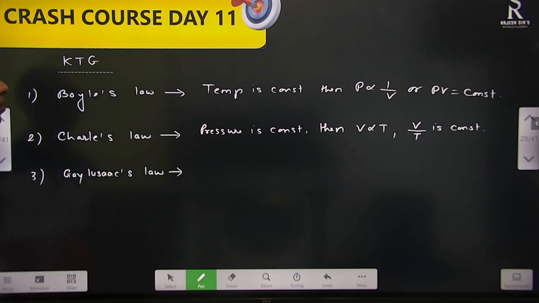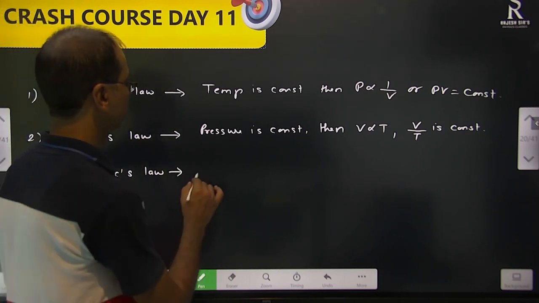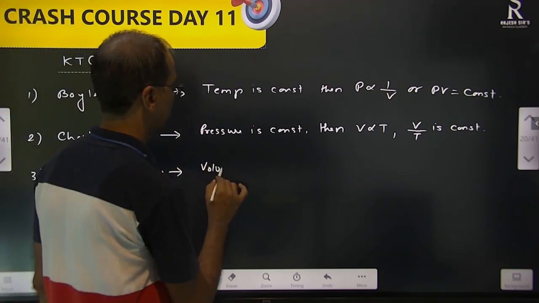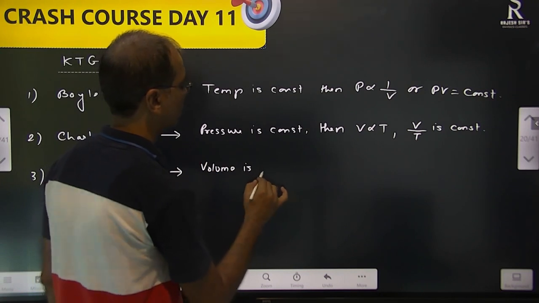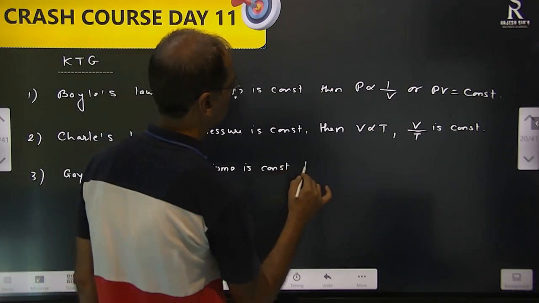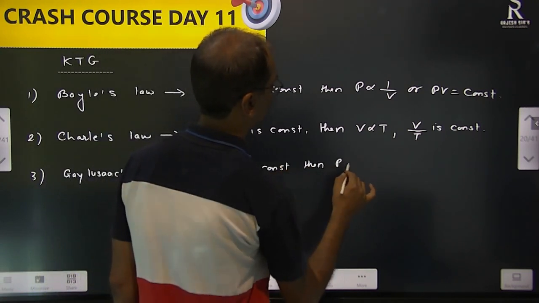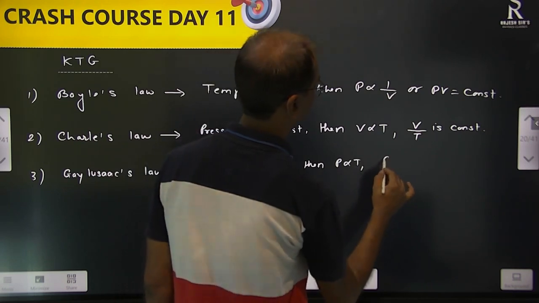Gay-Lussac's law says volume is constant. Then pressure is directly proportional to temperature, or P by T is constant.